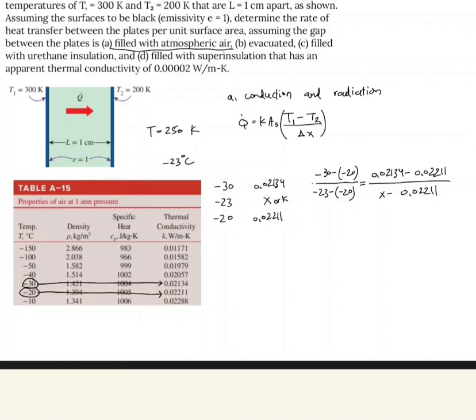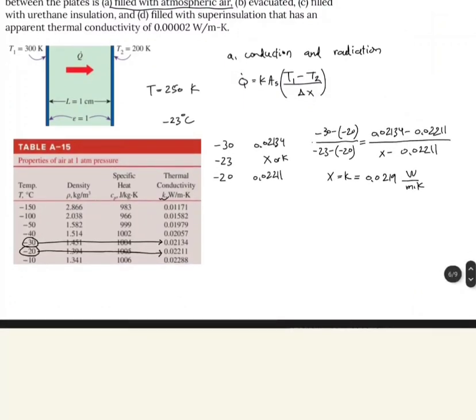So this is a simple algebraic equation. So we have to solve for X. And once we do that, the value of X, or K, right? Because we are actually looking for K and this X represents K. The value of K is 0.0219 and the unit is watt over meter Kelvin. So that's our K.